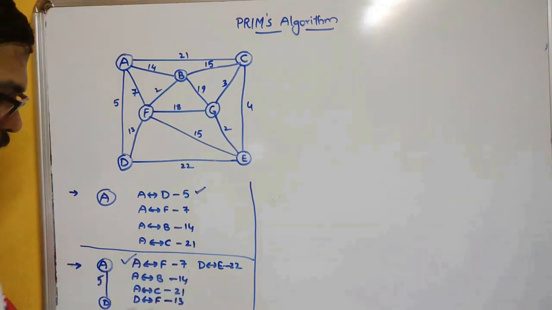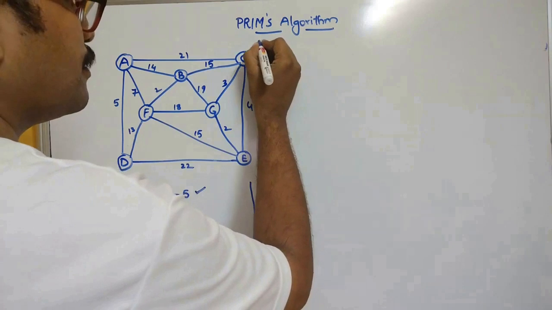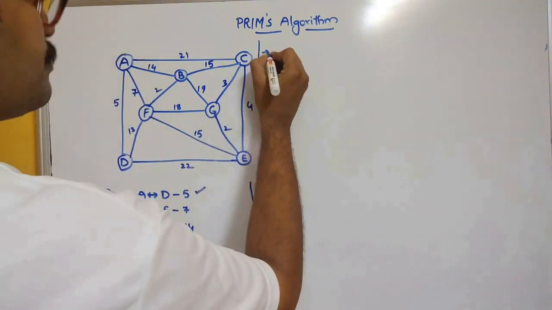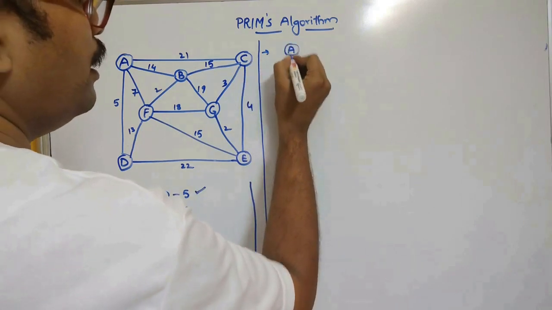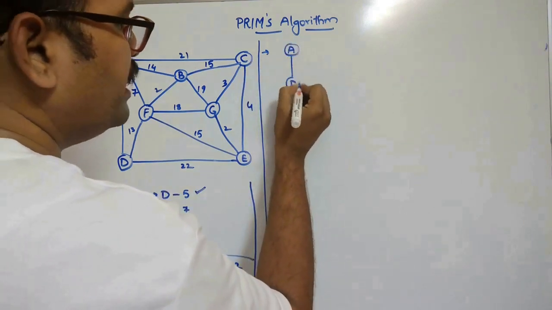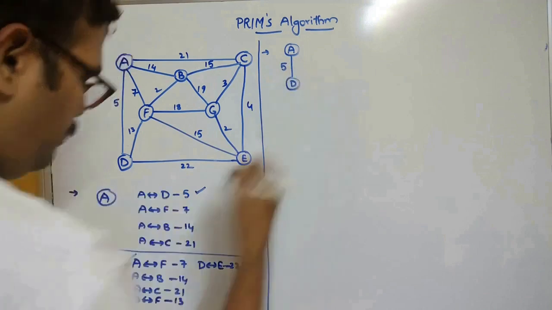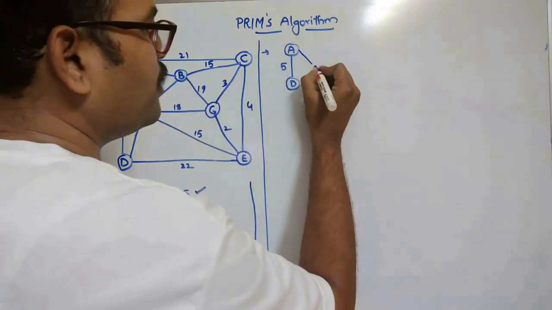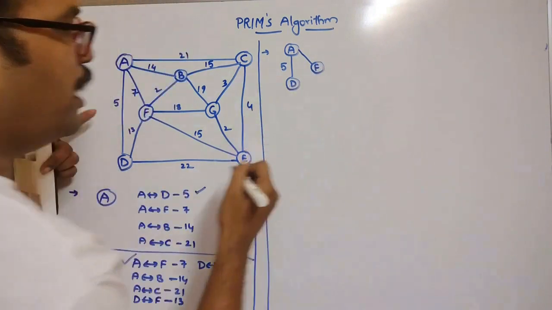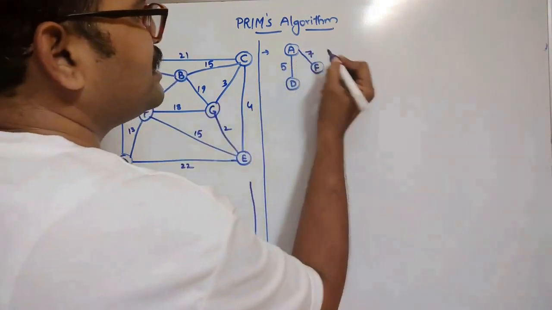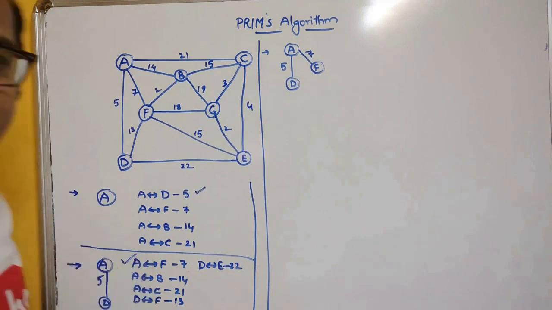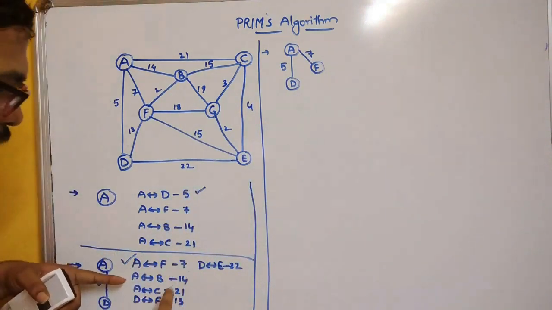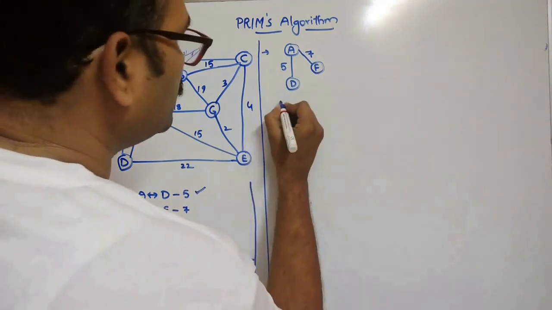Now the tree becomes A to D with a cost of 5 and from A to F. So the next edge is A to F with a cost of 7. What are the remaining edges after this one?